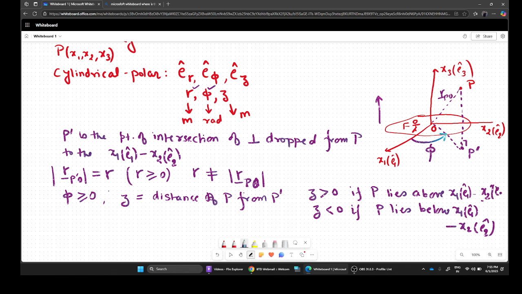X2, E2. So this is positive Z. If P lies below here somewhere, Z can take negative values also. So Z is the distance of P from P prime, with this understanding that Z is going to be greater than or less than 0 based on whether P is lying above or below the plane X1, E1, X2, E2.